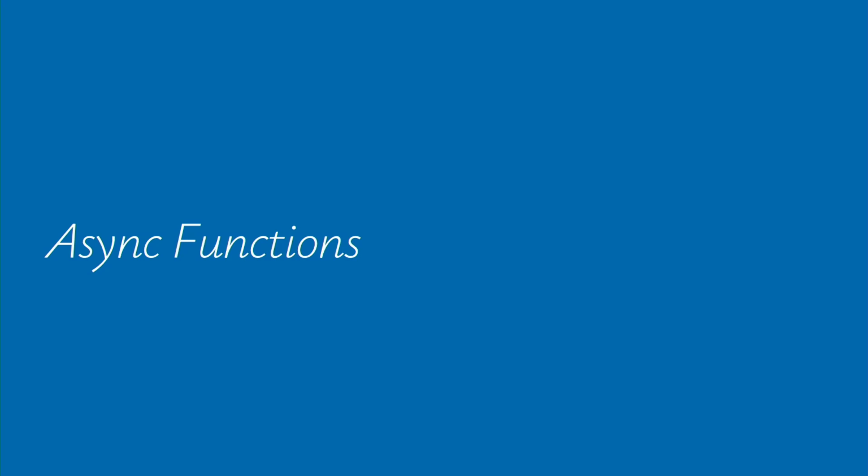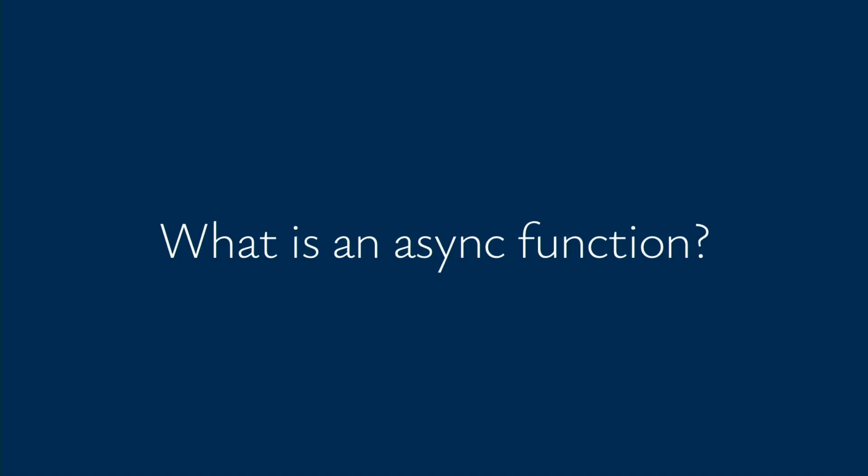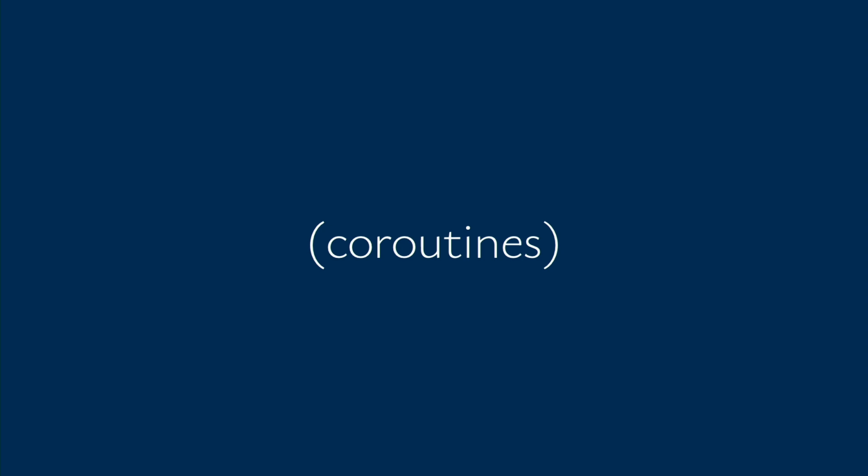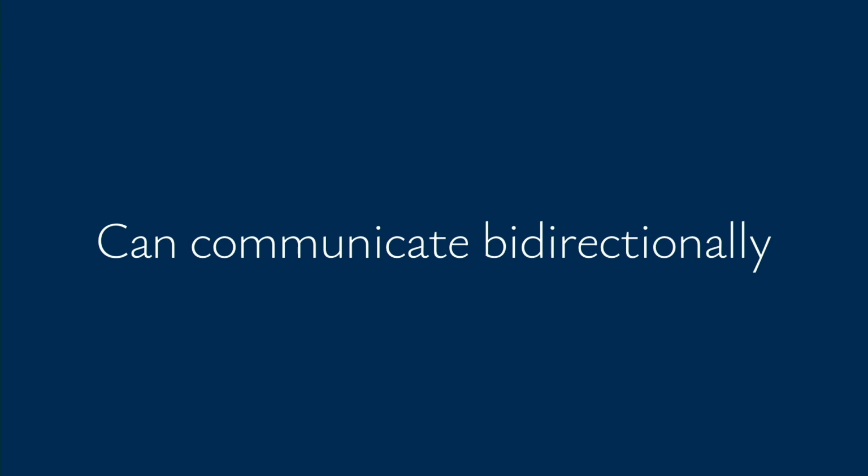So today, we're going to talk about async functions. Async functions are how we scale I/O-bound applications in modern Python. So first up, let's answer the question, what is an async function? Async functions are what Python calls what computer scientists call coroutines, which are units of code that can have their state suspended so that you can stop execution, hand off execution to another context, and resume execution later. Async functions can communicate bidirectionally. They can send data out, but they can also take data back in.